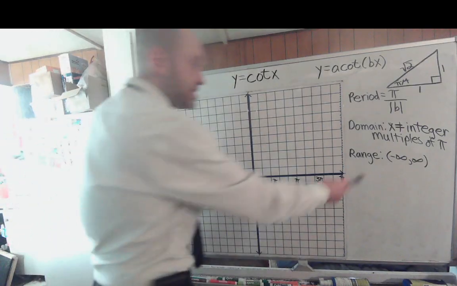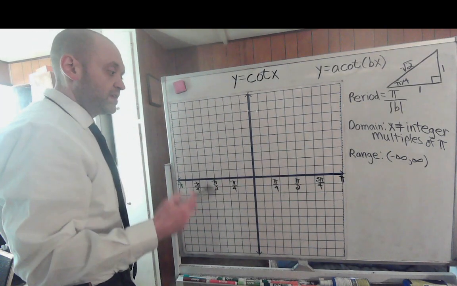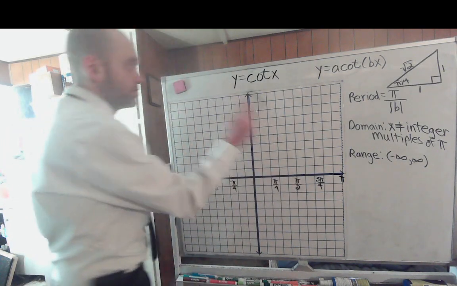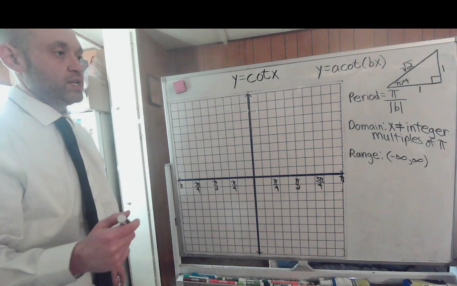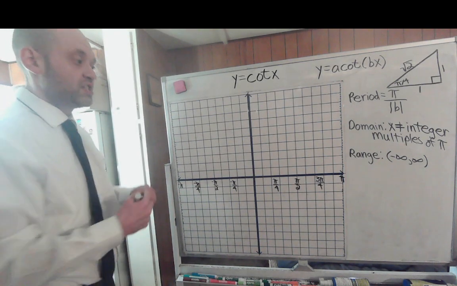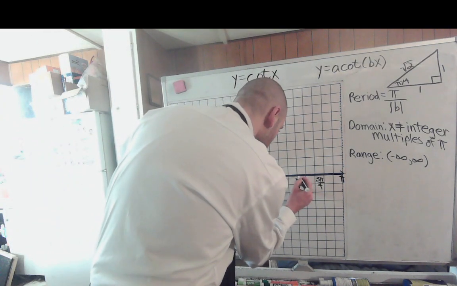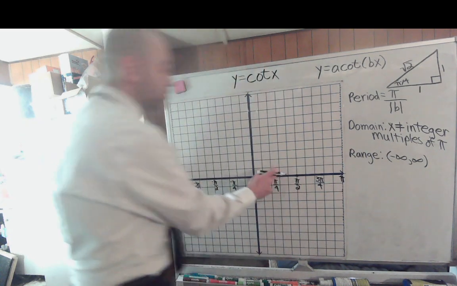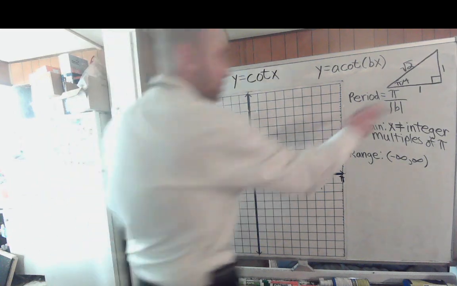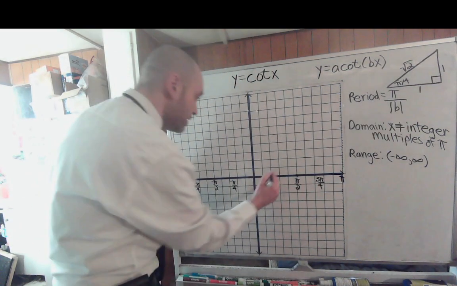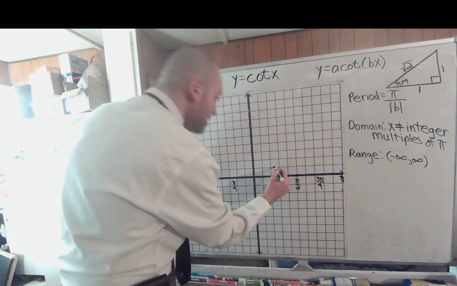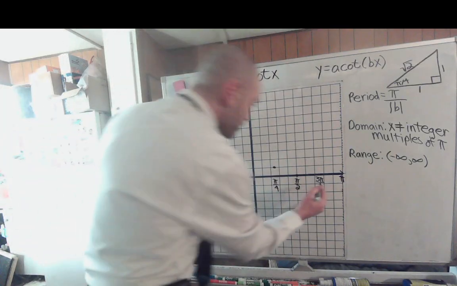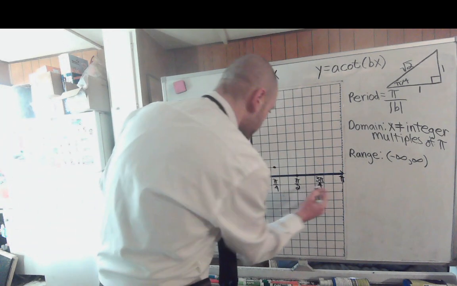And your range is still going to be negative infinity to infinity, but let's see how this one shapes up. So if I put in pi over 2 into my cotangent function, the cotangent is going to be 0 at pi over 2. Now watch what happens here. What if I put in pi over 4? Cotangent of pi over 4, adjacent over opposite, still 1. I'll get 1. But let's do 3 pi over 4. That's in the second quadrant. You would actually get negative 1 at 3 pi over 4.